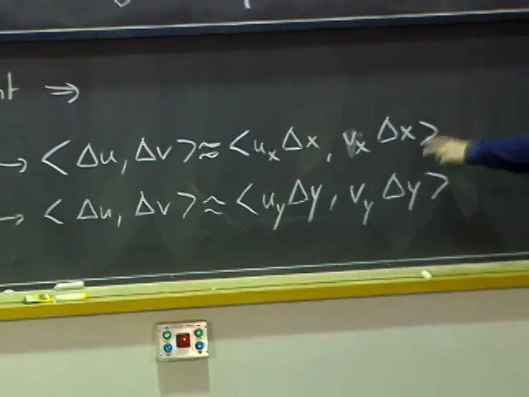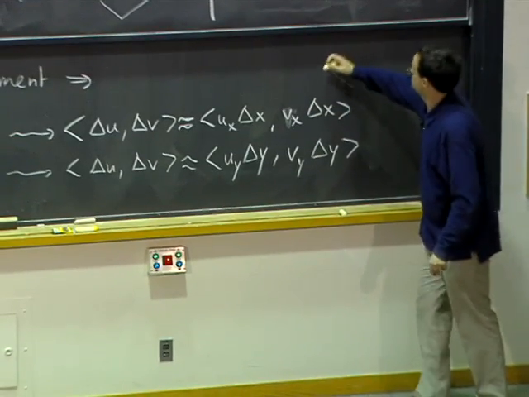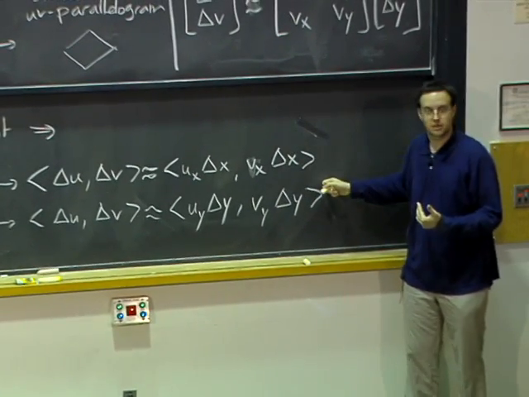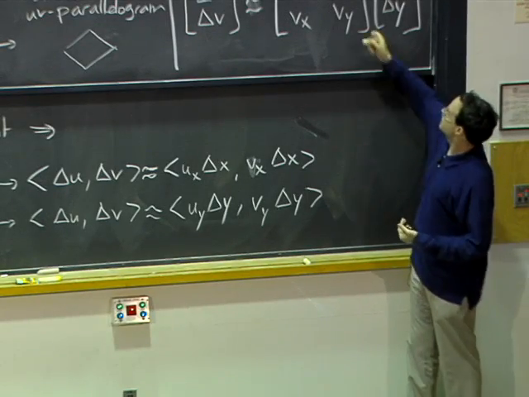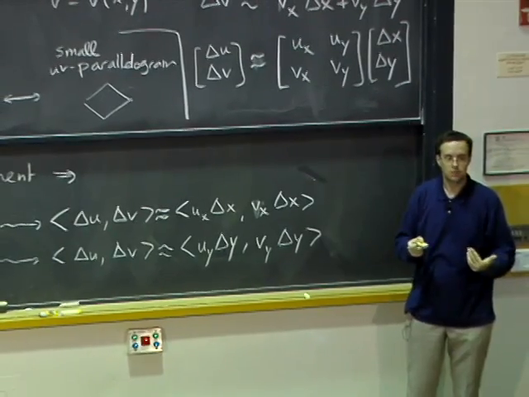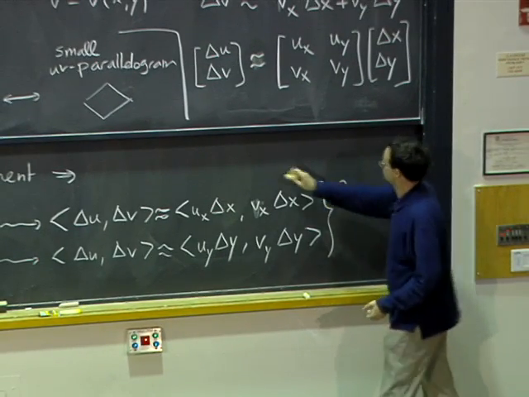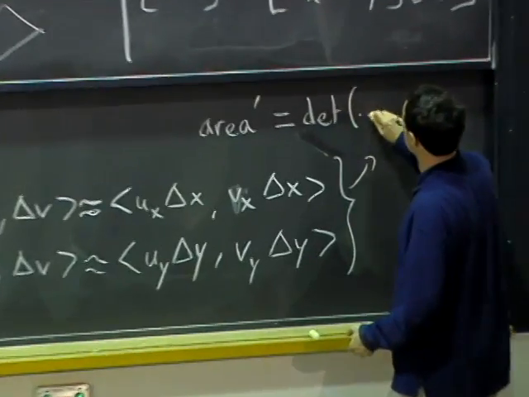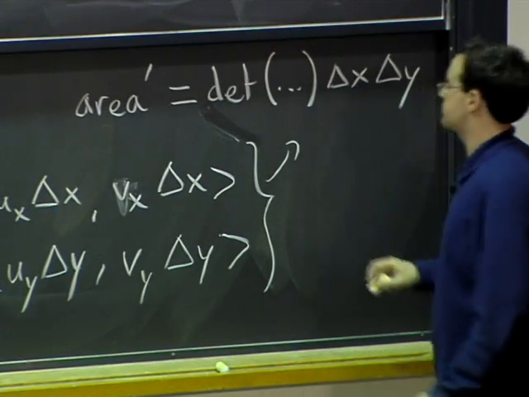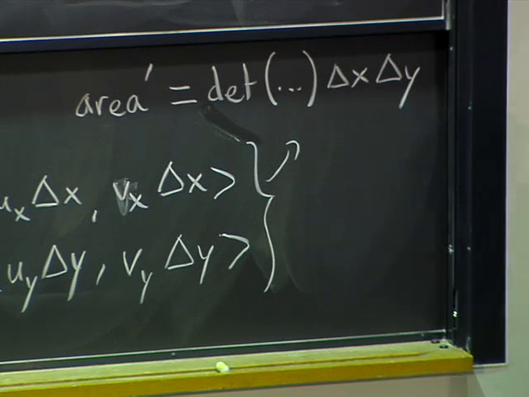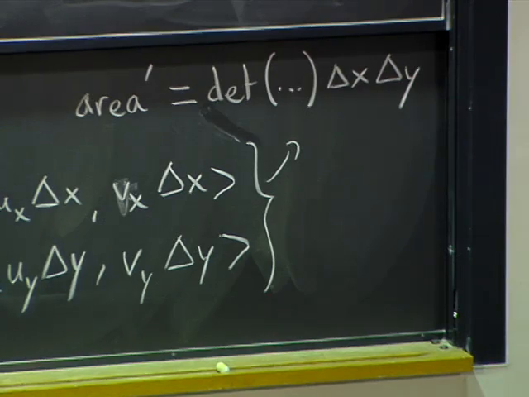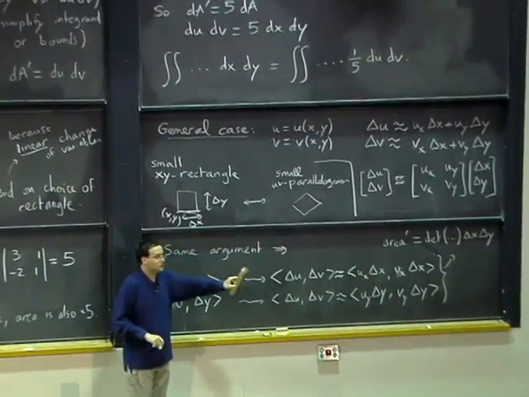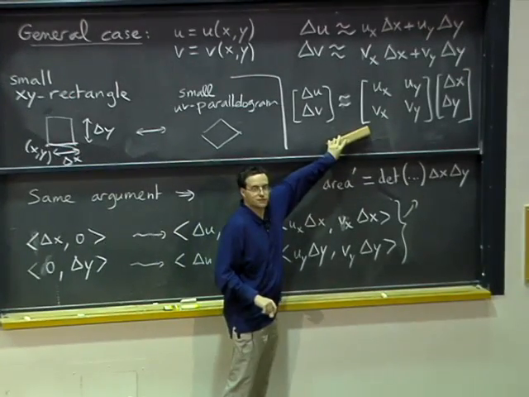And so now if you take the determinant of these two vectors, these are the sides of your parallelogram up here. To get the area of the parallelogram, you would need to take the determinant. And the determinant will be the determinant of this matrix times delta x times delta y. So the area in uv coordinates will be the determinant of the matrix times delta x delta y. And so what I'm trying to say is that when you have a general change of variables, du dv versus dx dy is given by the determinant of this matrix of partial derivatives.